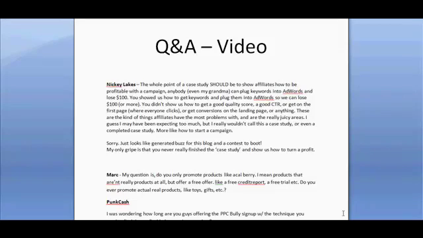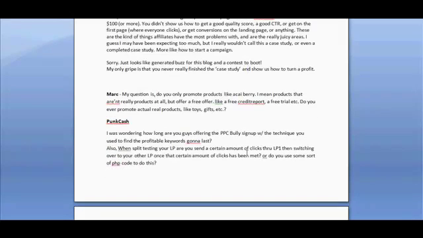Next question, or a series of questions, is provided from Mark. My question is, do you only promote products like acai berry? I mean products that aren't really products at all but offer a free offer like a free credit report, a free trial. Do you ever promote actual real products like toys, gifts?